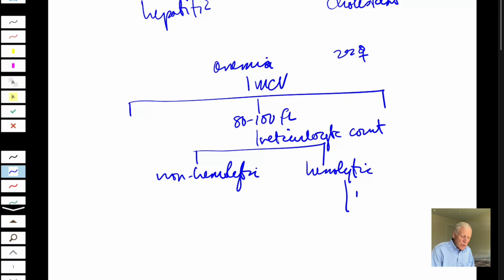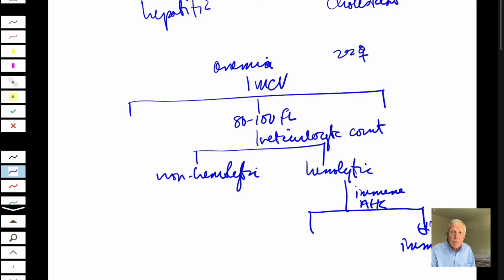Because the first question is going to be, is it immune or non-immune? And I'm going to do an anti-human globulin test. So if that's positive, it's going to be immune. And 90% of these are going to be one of two conditions. They're either going to be lupus or they're going to be CLL.